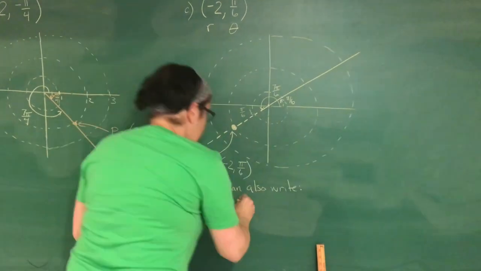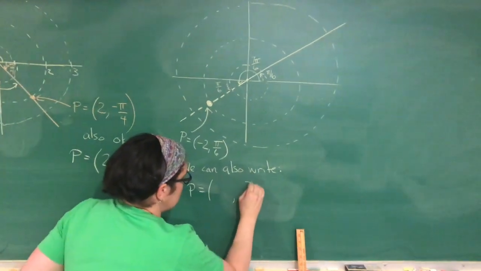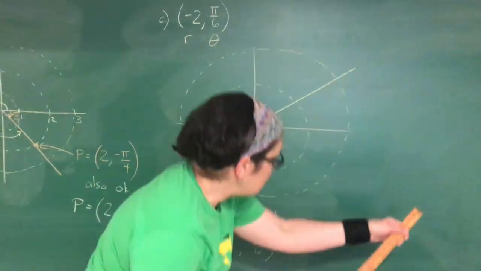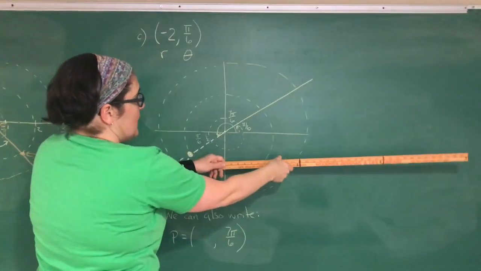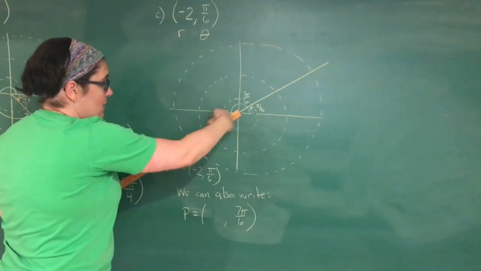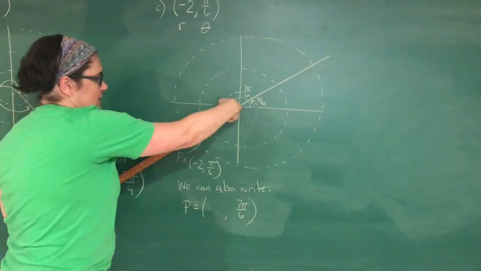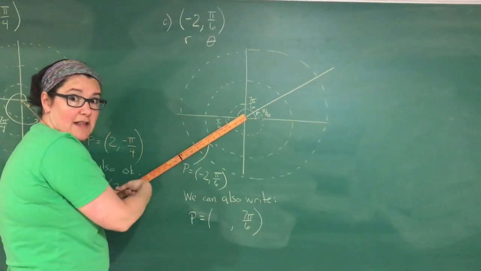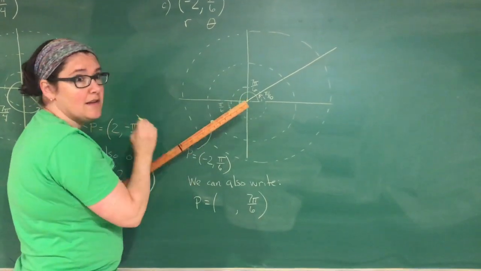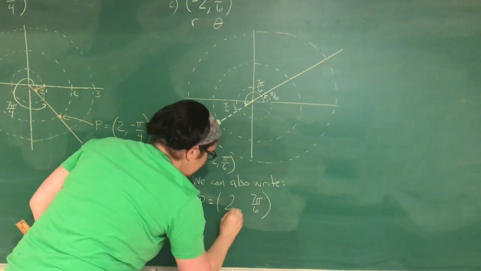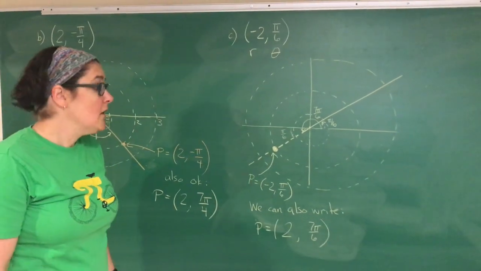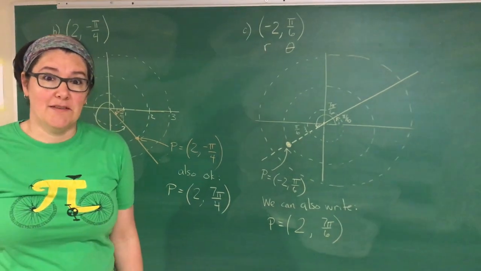Okay, so if we use as our theta value 7 pi over 6, then we're taking our antenna and we're swinging around until we're pointing, now our positive r direction is pointing down and to the left. And so now we walk 2 units, and that's a positive r value. So our point would be (2, 7 pi over 6). Okay? That's a second way to describe this point.